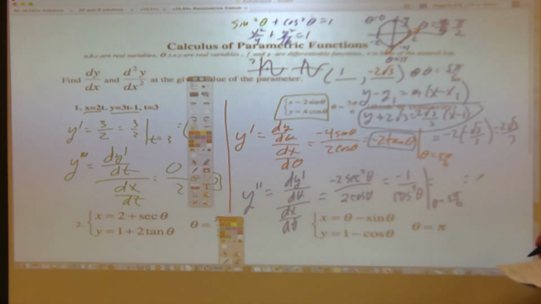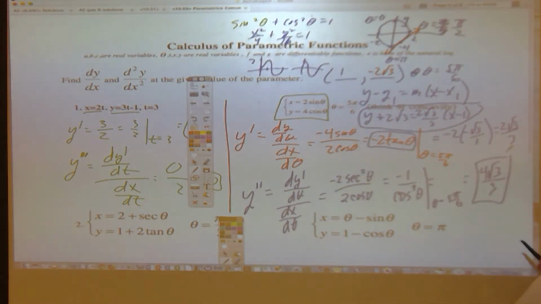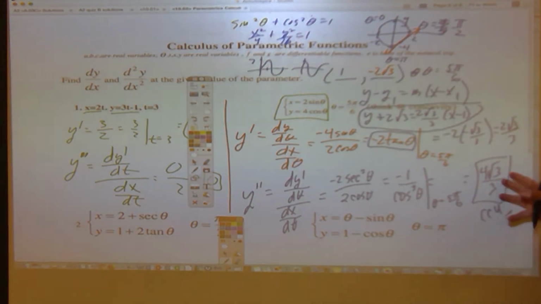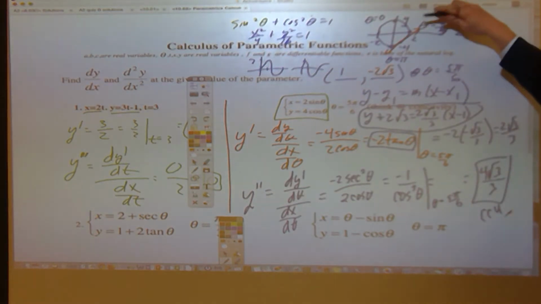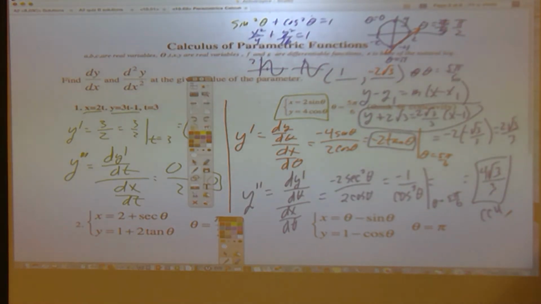And if you do it right, by the way, you should get 4 radical 3 over 3. It's just a matter of substitution, reviewing your Calc 3. The significance of this is that the ellipse should be concave up, because the second derivative is positive. The graph of the ellipse should be concave up. And look, it is. The ellipse is concave up at the point 1 comma negative 2 radical 3.